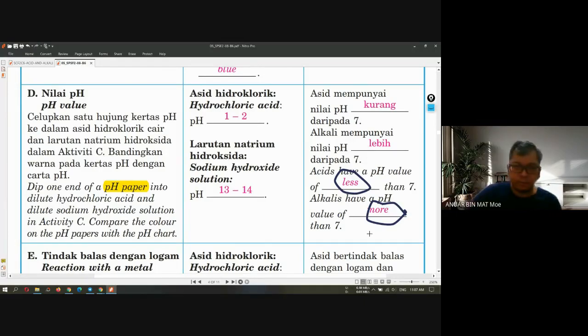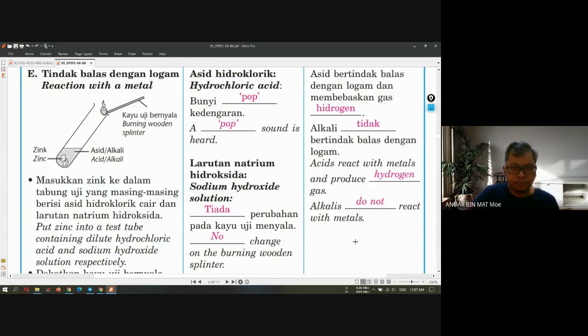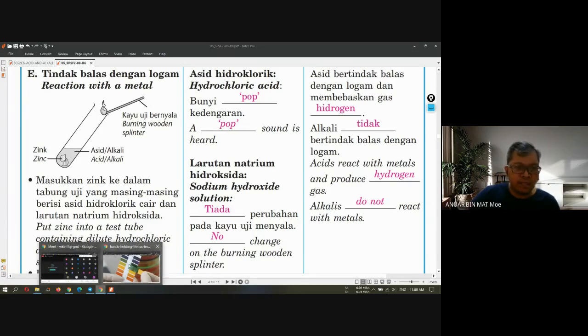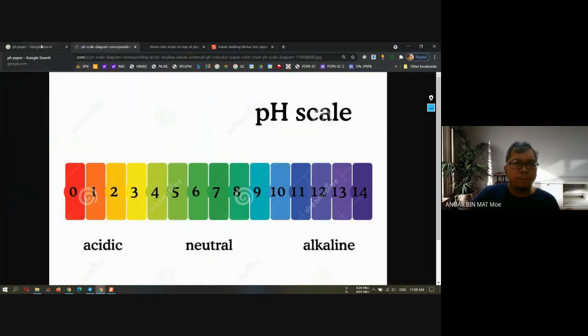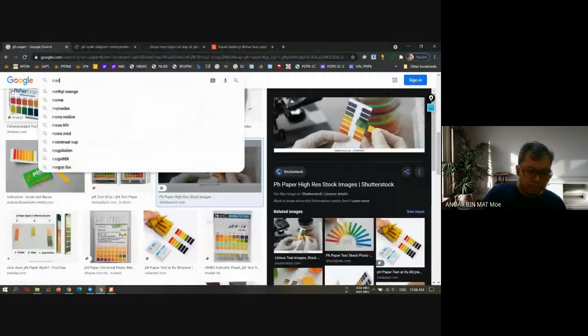Next one. When you put metal such as magnesium, such as iron, such as copper, all the metal you put inside the acid, what will happen? There is a reaction. I will try to find the video first. Metal and acid reaction.